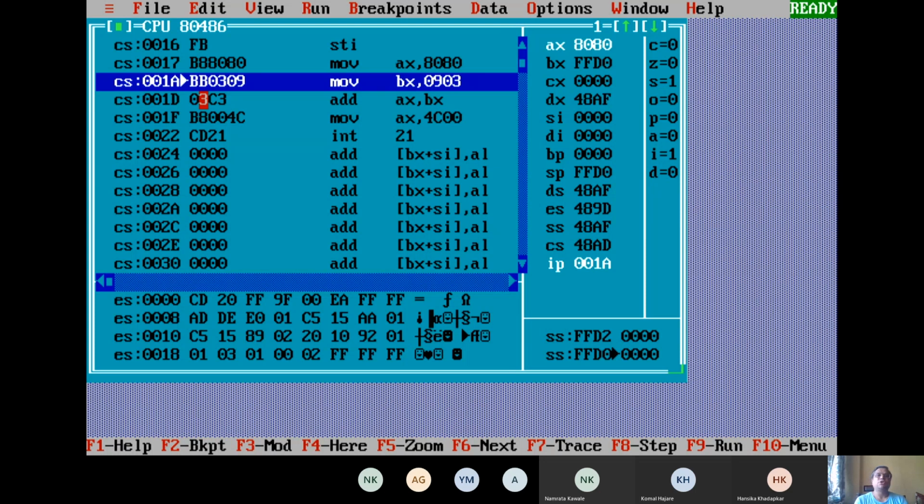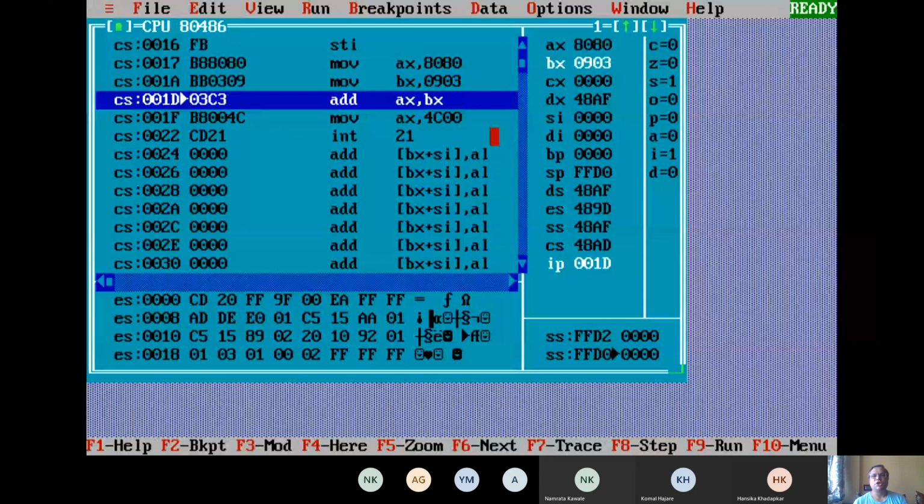So it has executed the first instruction, that is MOV AX, 8080H. If you remember, that is the first instruction that we have written. And you can see here, AX register is now loaded with the number 8080. Right? What is the BX right now? BX right now is FFD0. When I execute this instruction, MOV BX, 0903, this FFD0 will be replaced by the number 0903. So let us execute the instruction. Now you can check. The BX register is loaded with 0903.